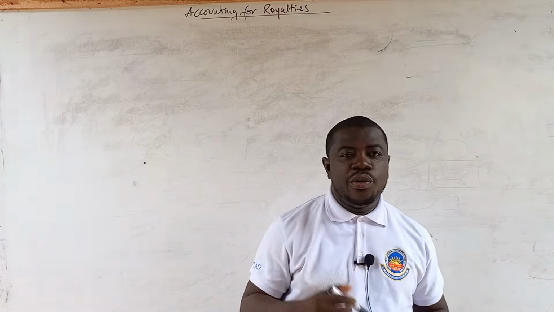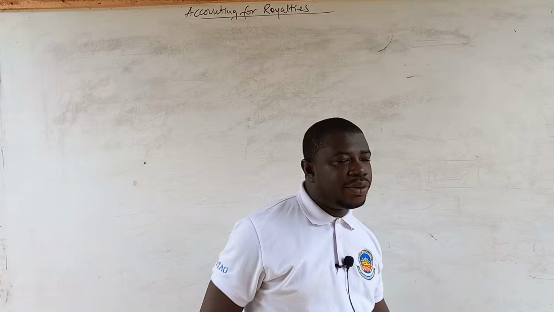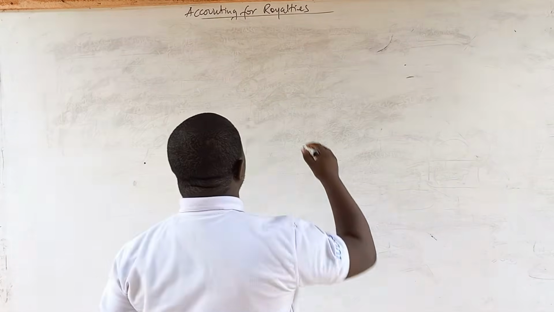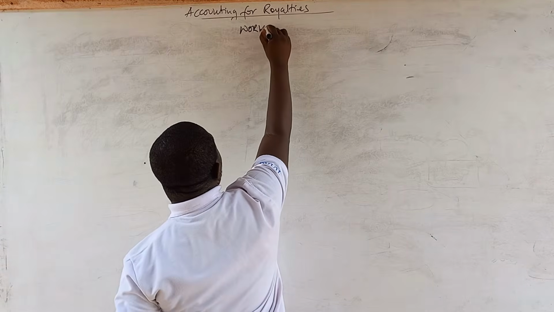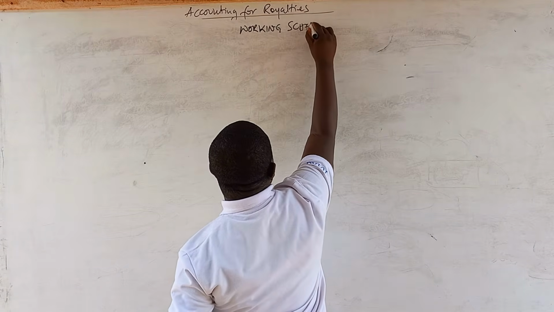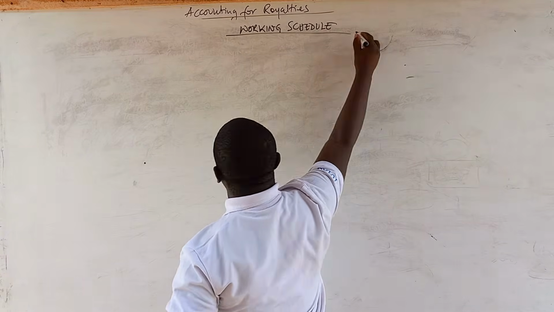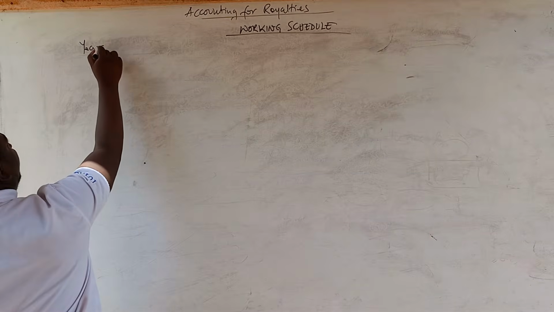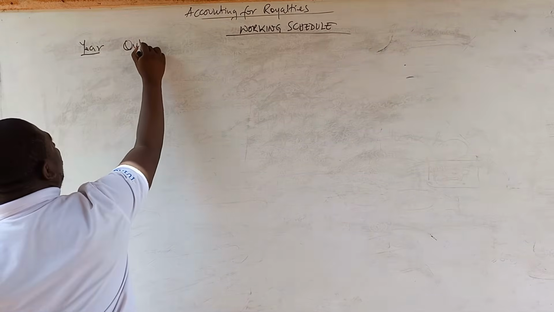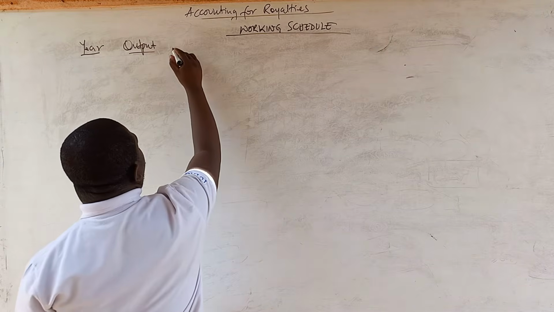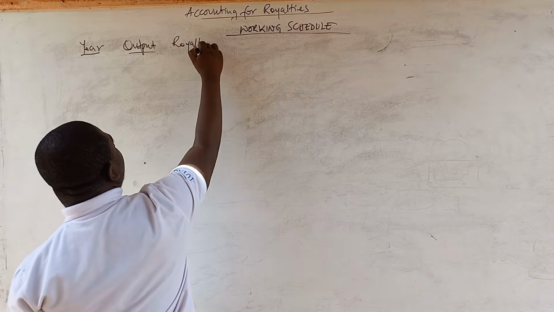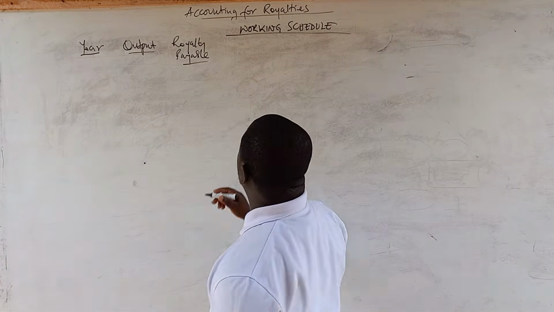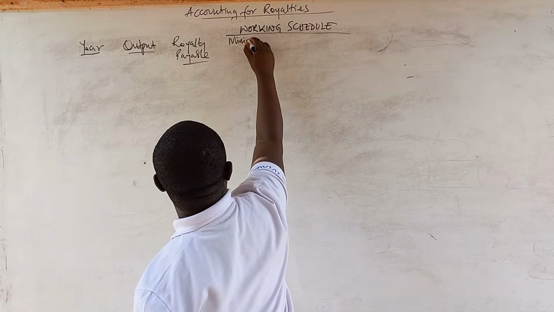Okay. Now, we are going to learn how to prepare the working schedule. And like I told you, without the working schedule, you'll not be able to prepare the accounts. So let me show you how to do that. You say working schedule. You underline it nicely, and then you begin. Look at how I'm going to show you. The first thing you write is the year, and then you come to output. And then the next item is the royalty payable. From the royalty payable, you show the minimum payment.